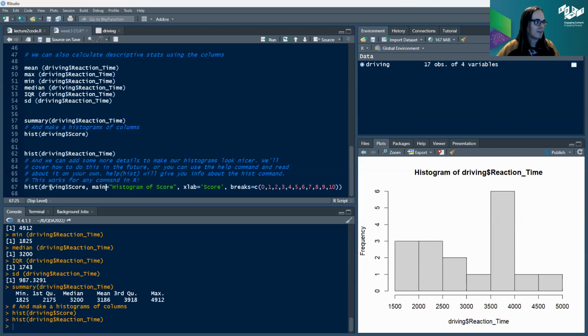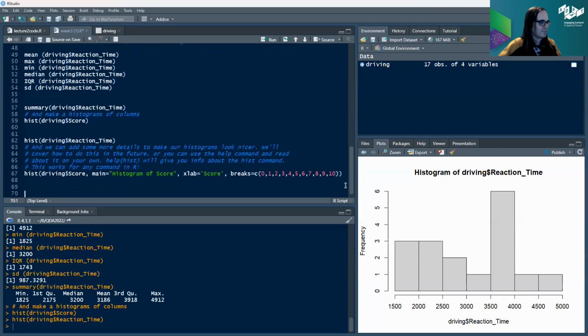So we can add things to the histogram command; we don't just have to have the column name. We can add other things we want, like a main title. I said score, whoops, reaction time. Gotcha. We can add other information to the histogram, like an x-axis label. Again, I said score, but I actually want reaction time. You know what? Let's leave it at score because of how I made these breaks. Then we'll do a separate one for reaction time. Sorry about the confusion. So I'll copy that and put it here.